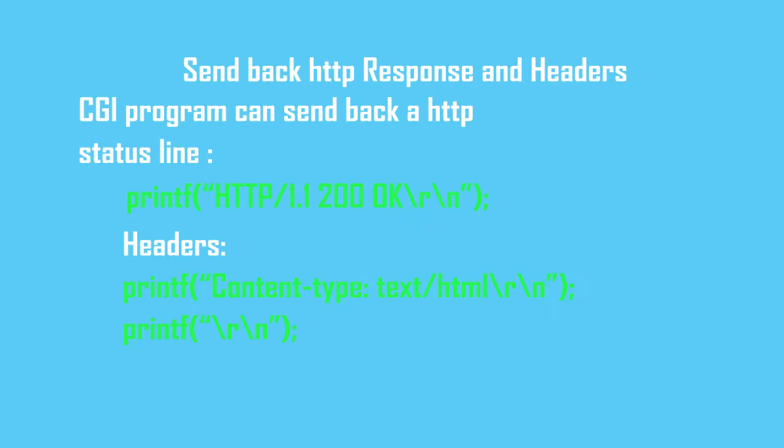Now we have to send back the HTTP response and headers to the client. The CGI program can send back the HTTP status line, as you can see, with a printf method. And at the bottom, we can see another script whereby you have headers within that particular printf method.